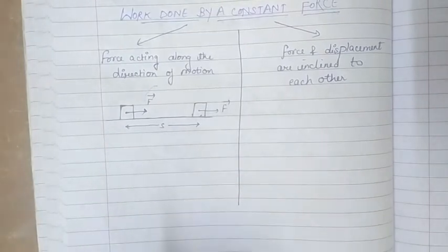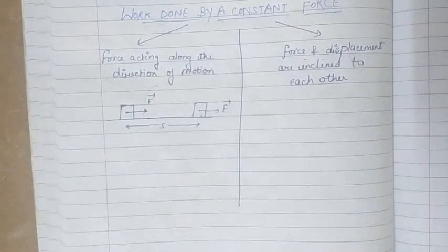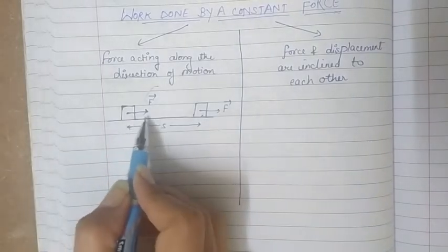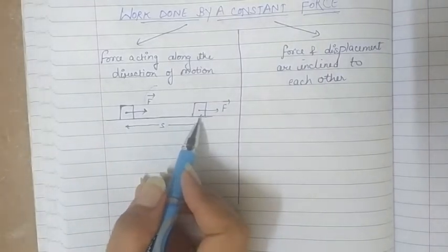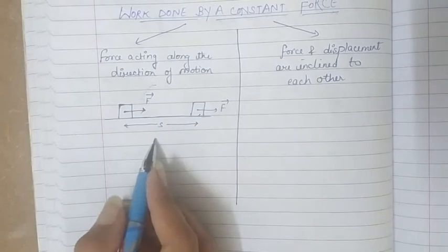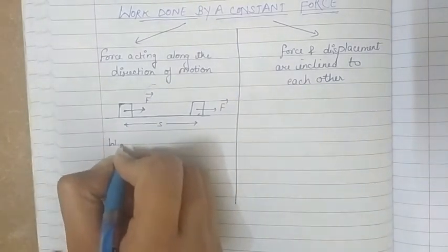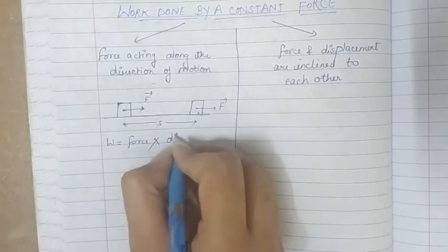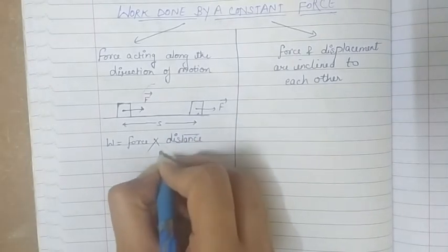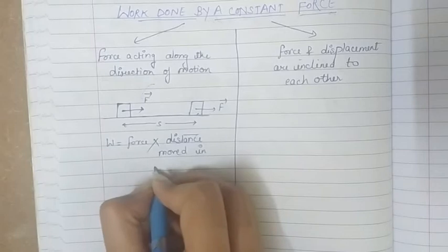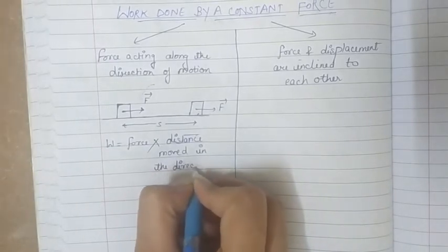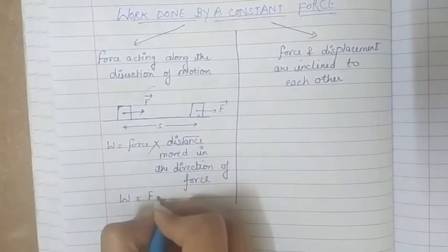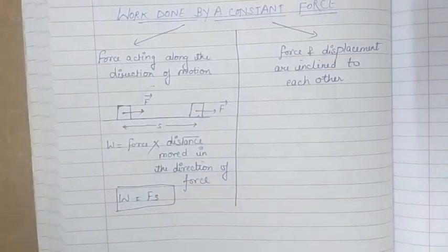Now in such a situation, the force F vector displaces this body through a distance s, which is parallel to the line of action of force. The line of action of force and the direction of motion of the object is the same, either same or parallel. So we can define work done in this case as the product of force into distance moved in the direction of force, or W is equal to Fs. This is how we can define work done in this case.